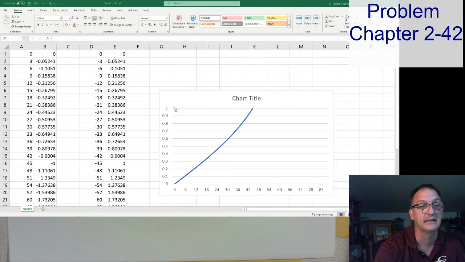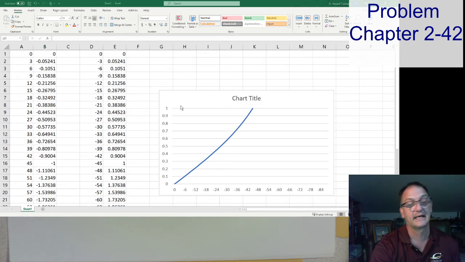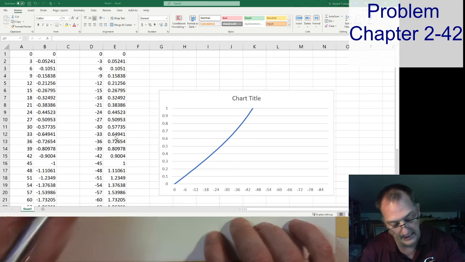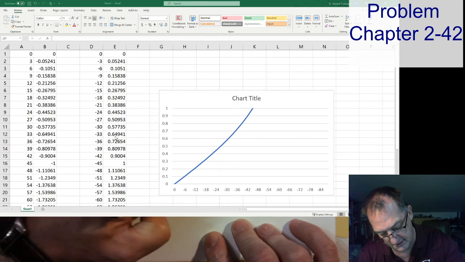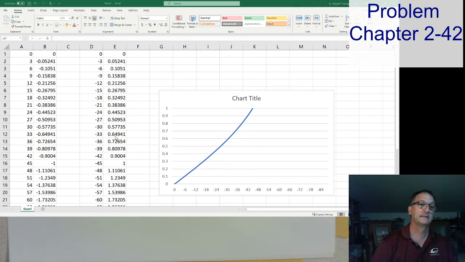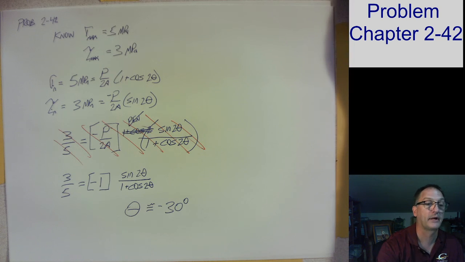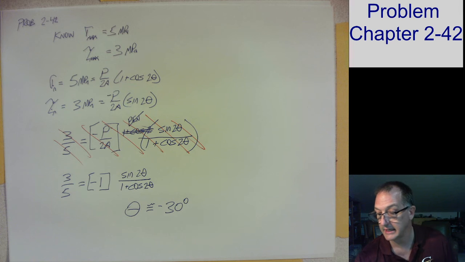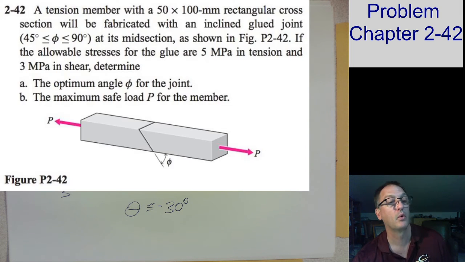I plotted it, but I don't know that really tells you anything. That plot really is not telling. I mean, you can see it's somewhere around 30 degrees is where I hit that 0.6, but it's in that neighborhood. I'm going to put theta is equal to approximately minus 30 degrees. But yeah, it's close. Okay. What's the other thing I needed to know? What's the maximum safe load P for the member?